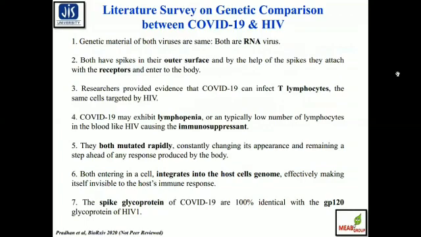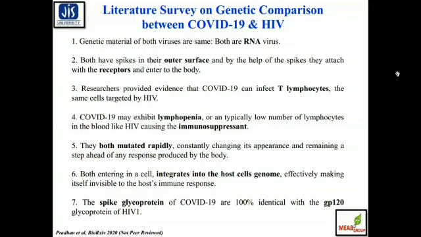Literature survey on genetic comparison between COVID-19 and HIV. Number 1, the genetic material of both viruses is the same. Both are RNA-containing viruses. Both have spikes on their outer surface. With the help of the spikes, they attach to the receptors and enter the body. Researchers provided evidence that COVID-19 can infect T lymphocytes, the same cells targeted by HIV.